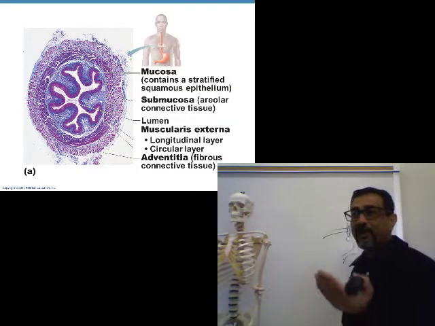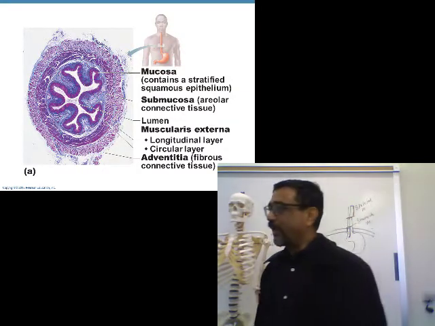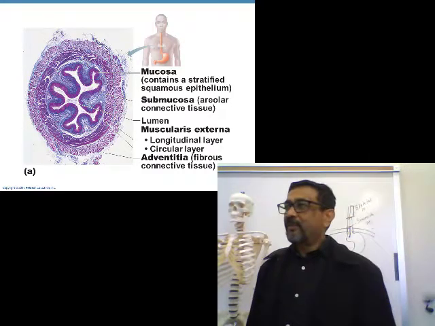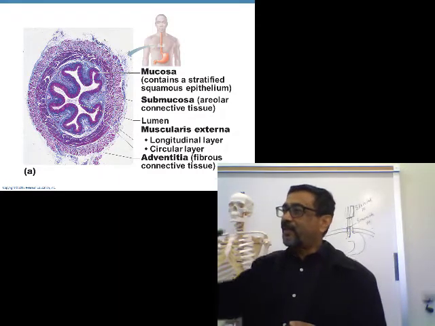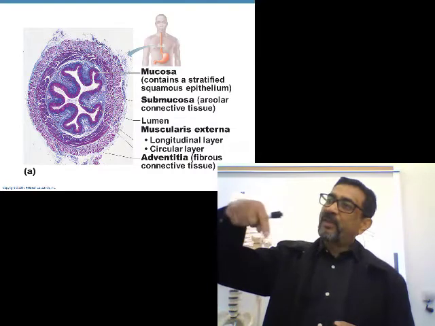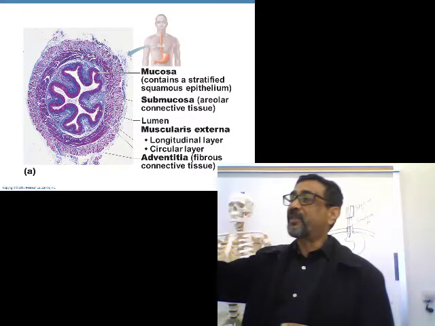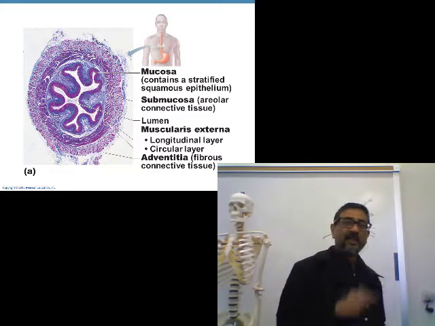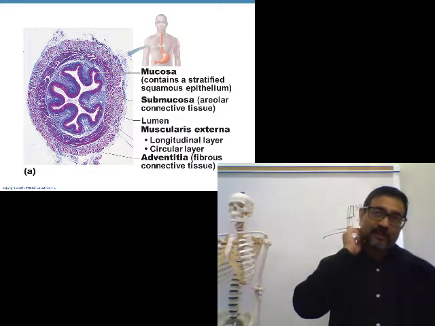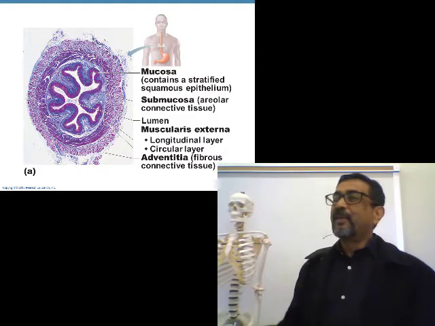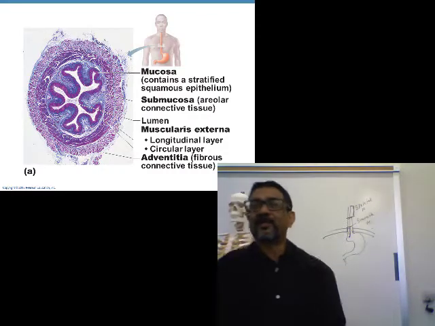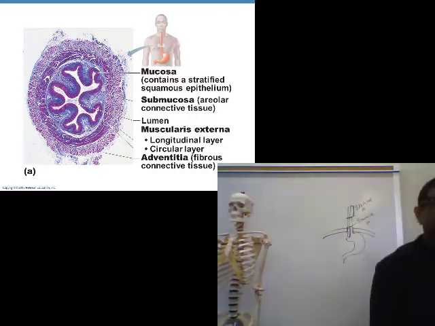As you know, in the wall of the GI tract you have 4 layers. The esophagus is a part of the GI tract, so it also has 4 layers: mucosa, submucosa, muscularis externa, and the outermost layer is called adventitia, not serosa. In other parts of the GI tract, it is serosa. You remember I talked before: mucosa, submucosa, muscularis externa, and the outermost is the serosa. But in the case of the esophagus, the outermost layer is called adventitia.